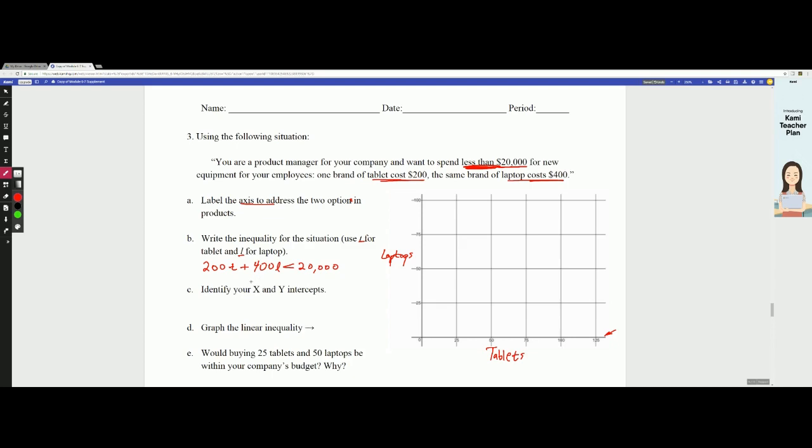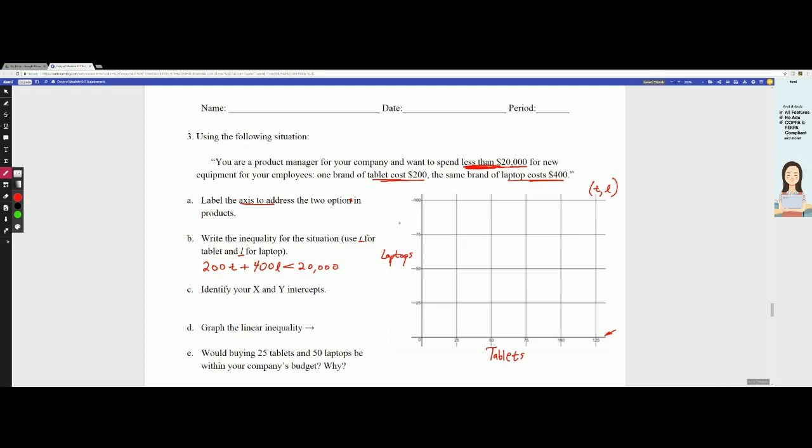All right, so let's see. There's our inequality, and now we have to identify our x and y intercepts. That means our two situations where we don't want any tablets or we don't want any laptops. So let's say we don't want any tablets. We're just like, you know what, no tablets. So again, if you're looking at our graph, we have tablets as our input and laptops as our output.